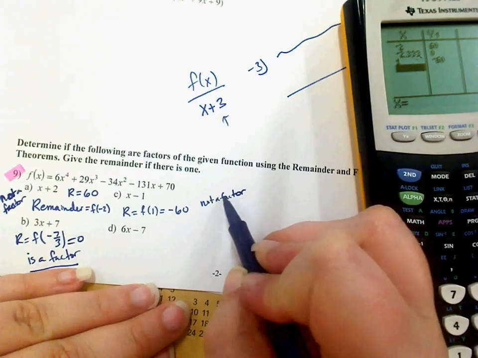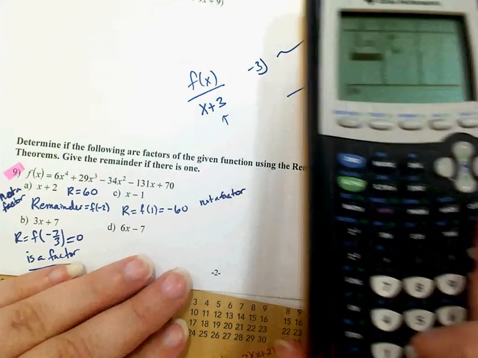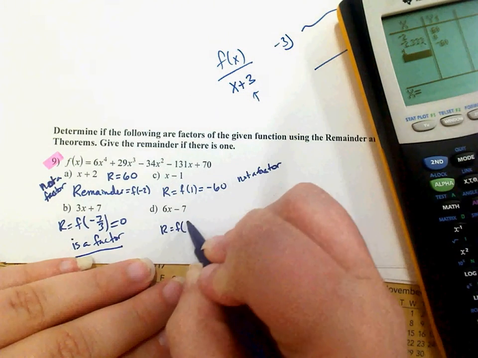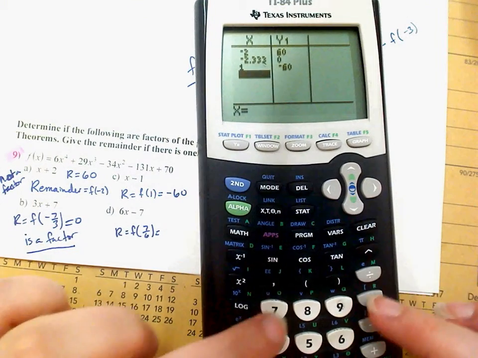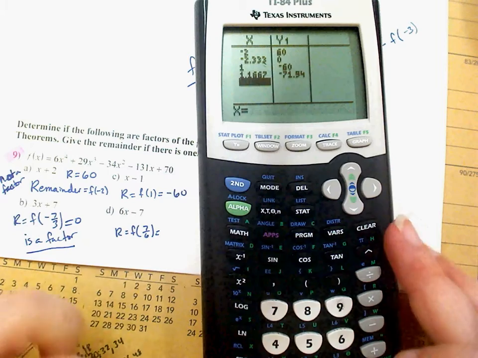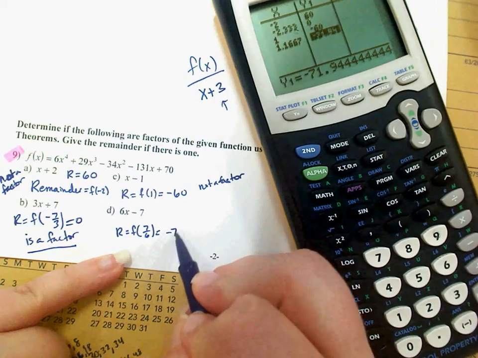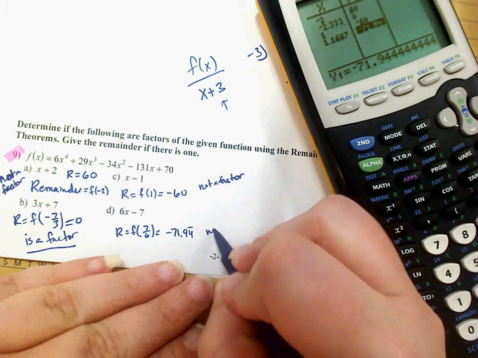And then part D. Part D, the remainder is the function at 7/6. So I just type in 7/6. And I get, and I'm actually going to go over there and just make sure, it's negative 71.94 repeating, that is the remainder, which means it's not a factor.